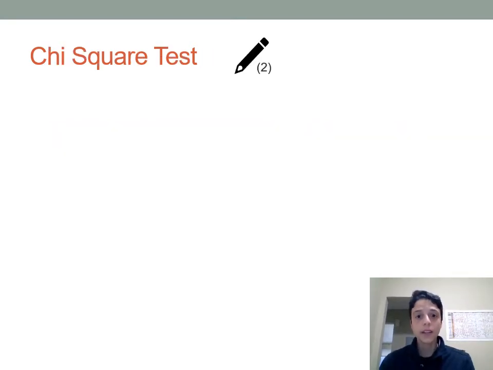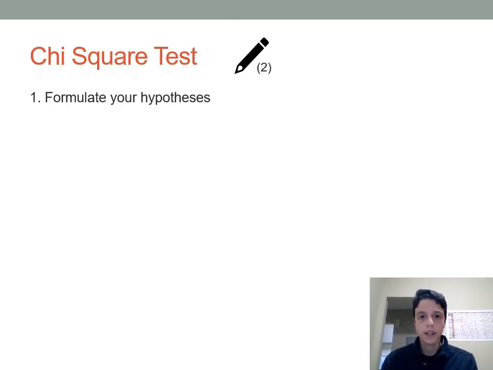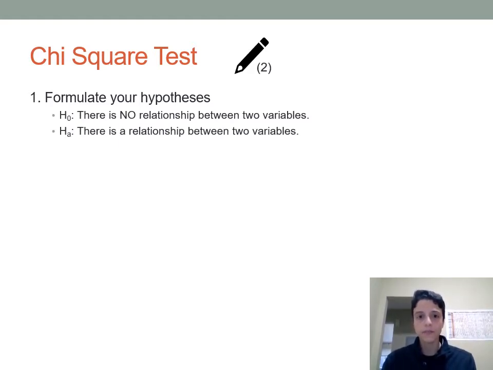All right, so taking a look at the actual hypothesis test for a chi-square test now, we're going to go through really similar steps that we did for all of the other hypothesis tests that we've met. So the very first thing that you do in any hypothesis test is to formulate your hypotheses. And in a chi-square test, we're always going to have the same format for hypotheses. The null hypothesis is that there's no relationship between two variables. And the alternative hypothesis is that there is some relationship between two variables.